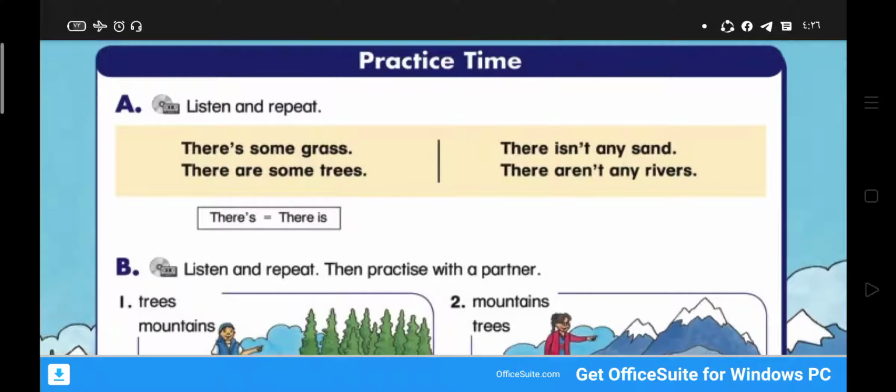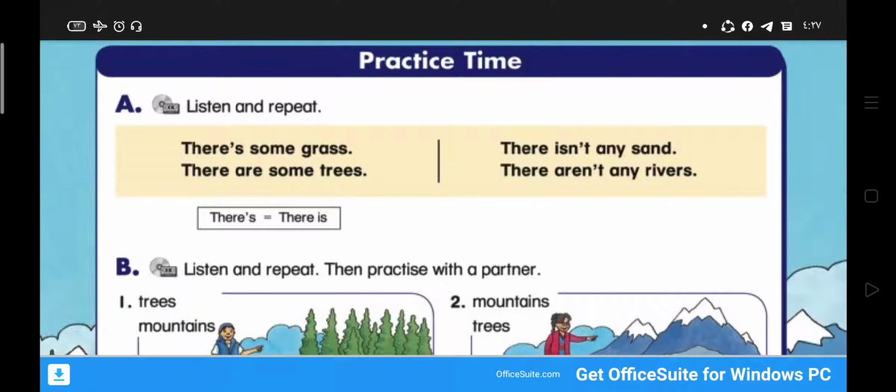There are some trees. There are some boys. There are 4 pencils. Let's see how to make negative. There isn't any sand. There aren't any rivers. Let's remember that we use some in positive sentences and any in negative sentences. So here, there's some grass. There isn't any sand.